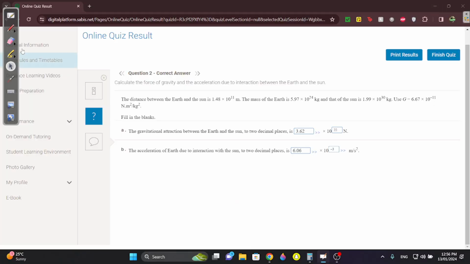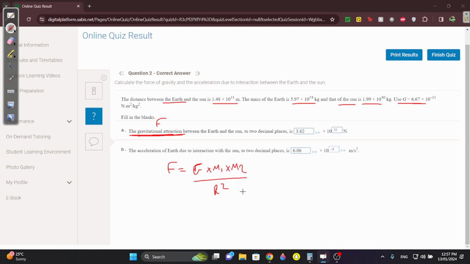For here we have the distance between the Earth and the Sun is 1.48 times 10^11. The mass of the Earth is 5.97 times 10^24, and the mass of the Sun is 1.99 times 10^30. Use big G as 6.67 times 10^-11. What is the gravitational attraction? When they say gravitational attraction, they're asking for the force of gravity. So we do F equals G times M1 times M2 over R squared.